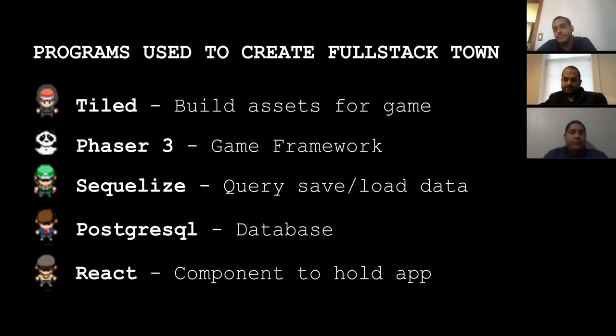We also used Phaser 3, which is a JavaScript library. And what Phaser 3 gives us is the ability to interact with different objects in the game and the game functionality. We also used Sequelize and Postgres in order to save and load data from our database. And we used React in order to build different components in the game, like the different stages, the battles, the houses.